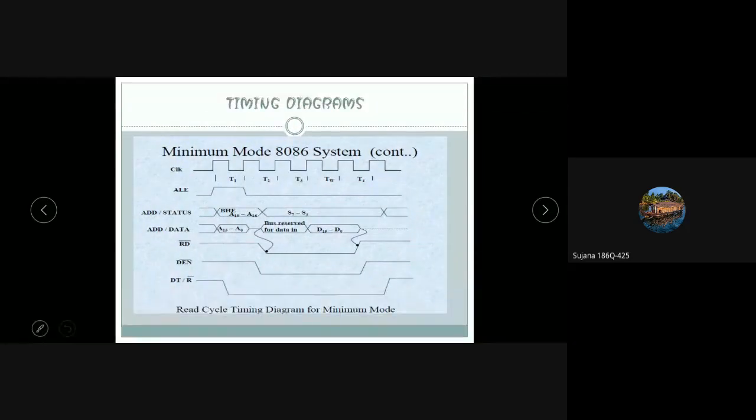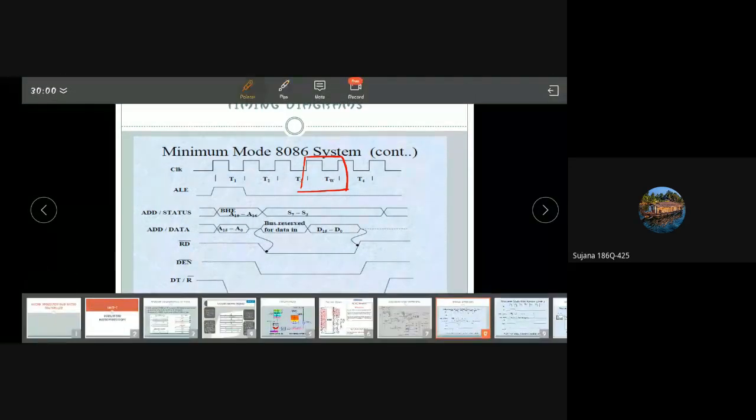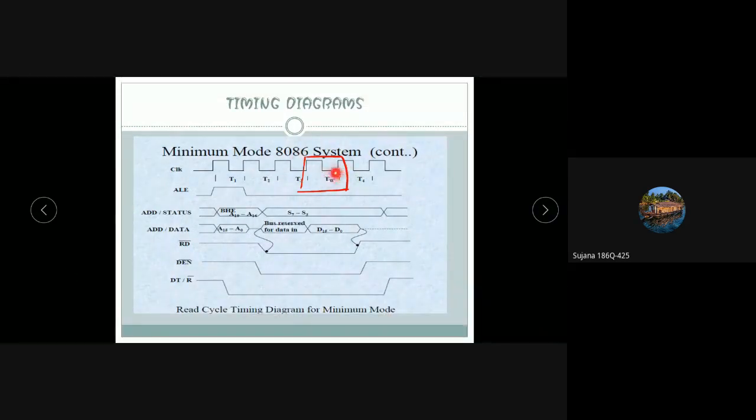So this is your wait state, one up and one down. This wait state will create an additional time. If there is a mismatch between the clock signal of the microprocessor and the original clock generated by a clock generator, that will be balanced in this wait state.